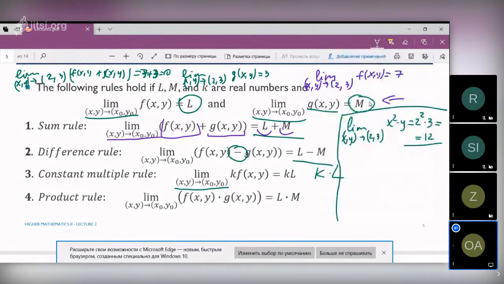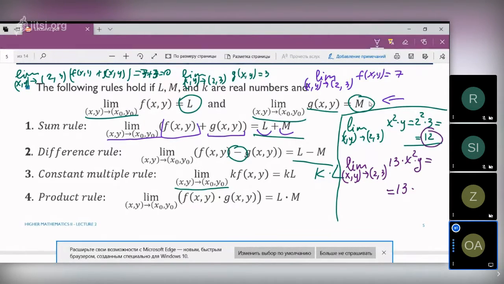Now, according to the constant multiple rule, which is the third rule in this case, we may have this kind of example. The limit as (x, y) tends to (2, 3) of 13 times x squared y. Can you calculate this? According to the constant multiple rule, I have to write 13 first, 13 times the limit of x squared y when (x, y) tends to (2, 3).